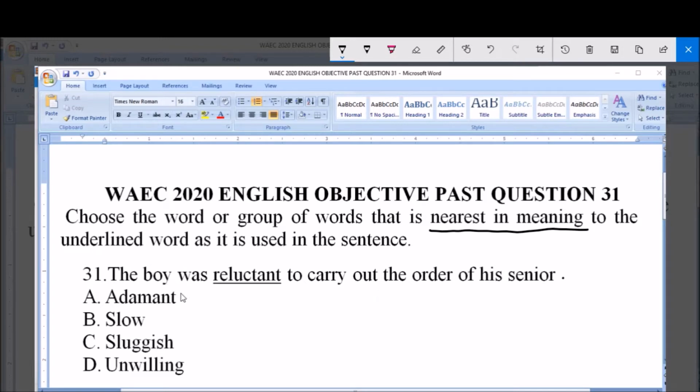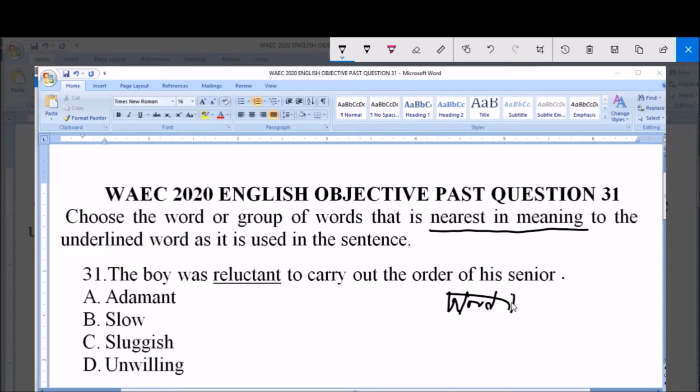Option A, adamant. Option B, slow. Option C, sluggish. Option D, unwilling. Now this question is from a topic we call word formation in English.